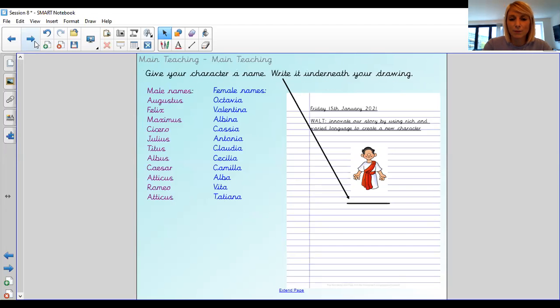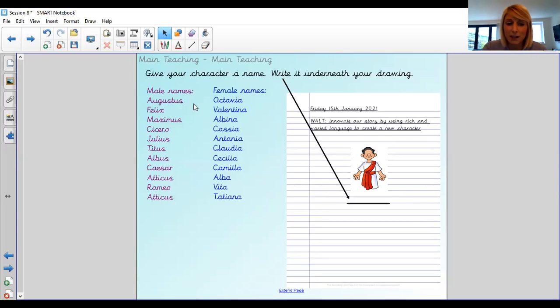Let's have a look at some names for our characters then. I know this is something that we can find tricky, particularly if we're trying to think of a name suitable for ancient Rome. We're obviously not going to have names that we might have today, okay? So here's some ideas for you. You can pick from these if you want or create your own name, but I wanted to give you some ideas so that you didn't spend too long trying to think of a name, because I know sometimes that can take us a long time.